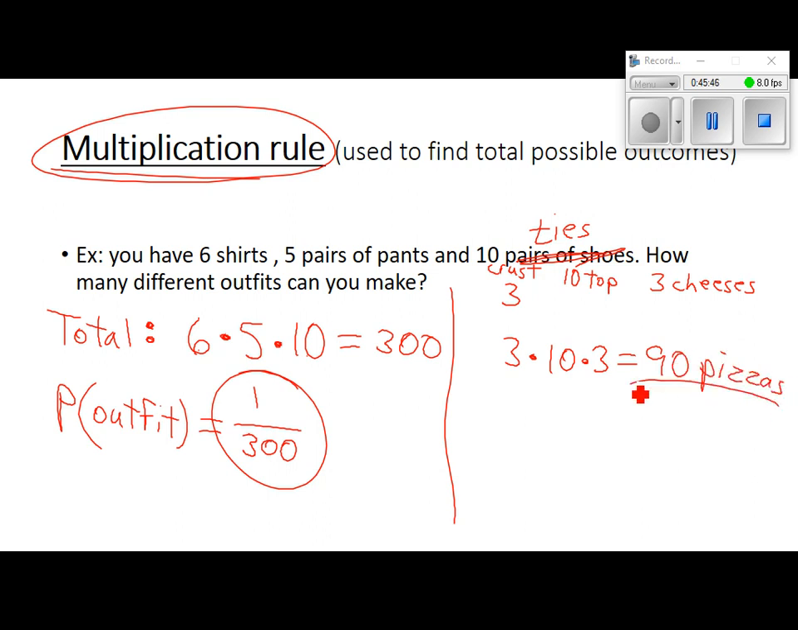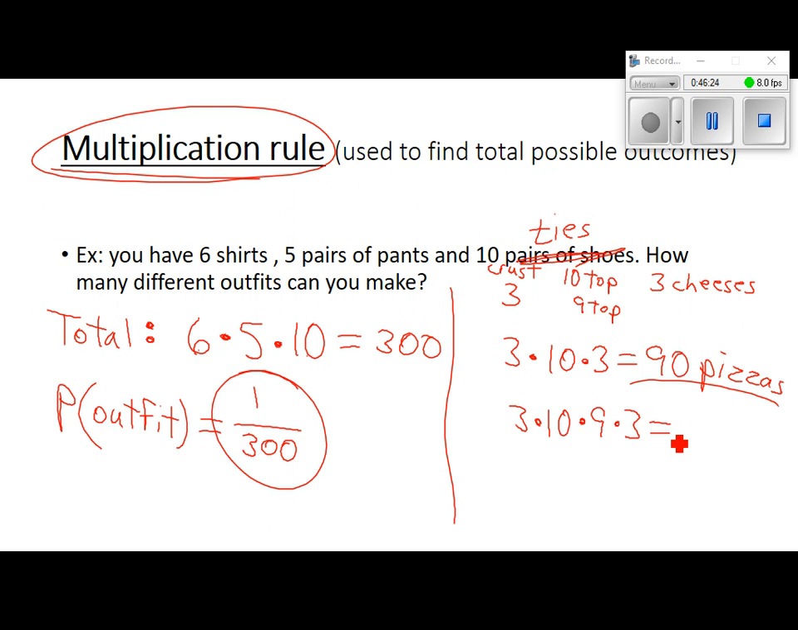Now, what's that not taken into consideration? If we pick more than one topping. That's just saying if we pick one topping. So there's 90 different pizzas that have one topping on. What if we wanted 2 toppings? How many choices would there be for the second topping? 9. So then we do 3 times 10 times 9 times 3, and that would give us that total.